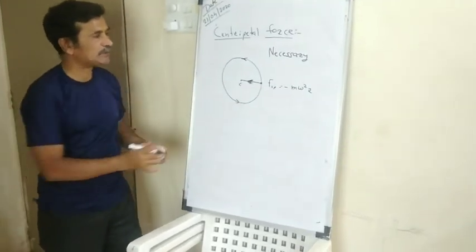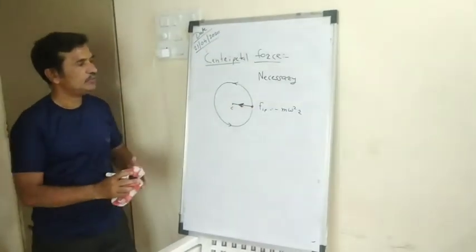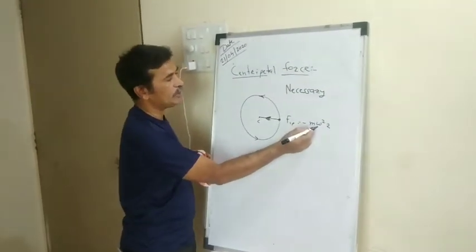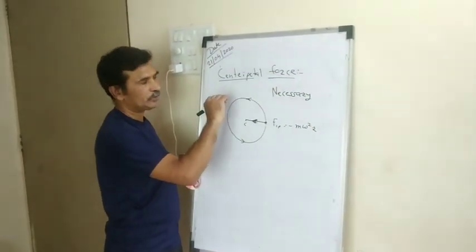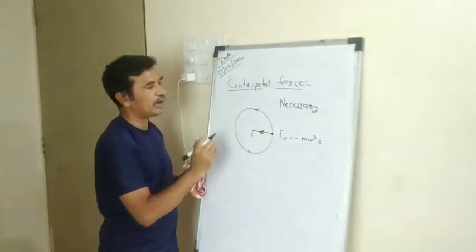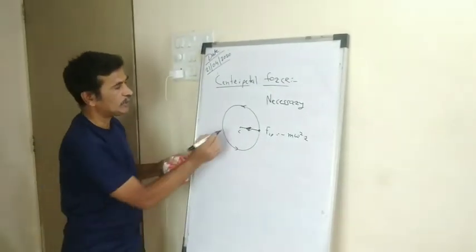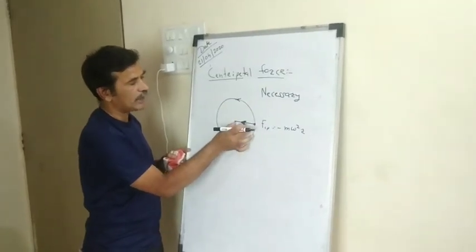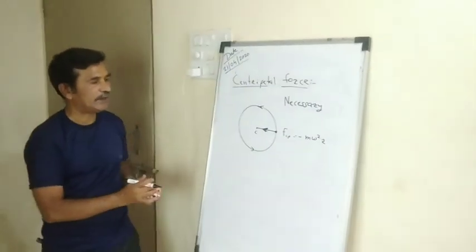m indicates the mass of this body or particle which is moving along the circumference of a circle. Omega indicates velocity, but it is circular; circular velocity is called omega. And r means the distance between the center of the circle and the body, or we can say the radius of this circular motion. Minus sign.